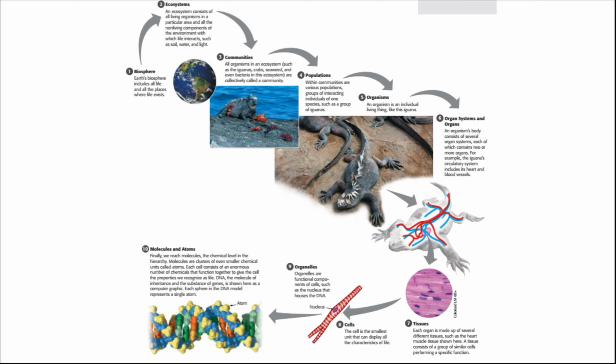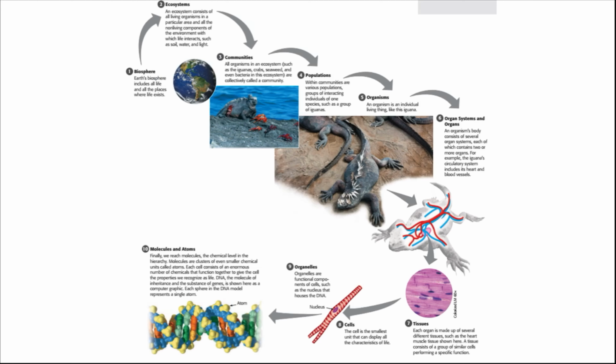So you can think of the cardiovascular organ system as made up of several organs like the heart. All of the organs and organ systems working together make up a complete organism. So in this case, the example organism is this marine iguana. Remember that this marine iguana is composed of organ systems and organs made up of tissues, made up of cells, which are made up of organelles, and ultimately molecules and atoms.